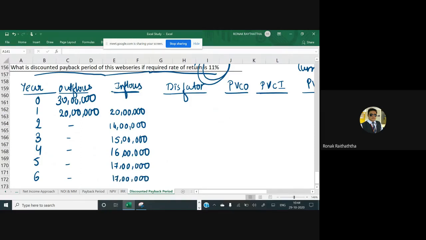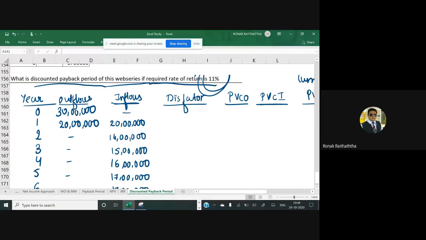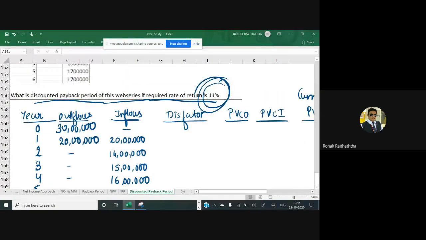And the discounting factor shall start with 1, because in year number 0, the discounting factor shall be 1 only. Please put it in the back of your mind. The discounting factor shall be taken as 1 when it comes to year number 0, because the present value of year number 0 is the present value only.